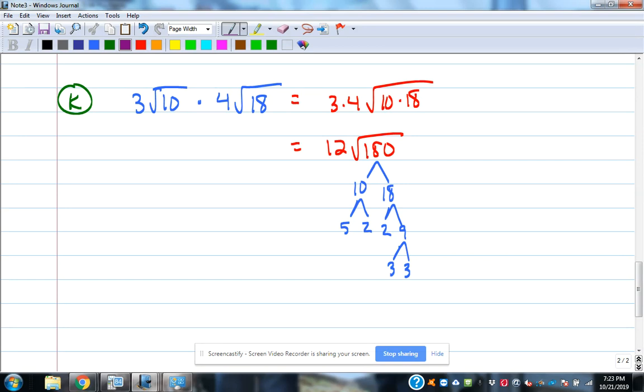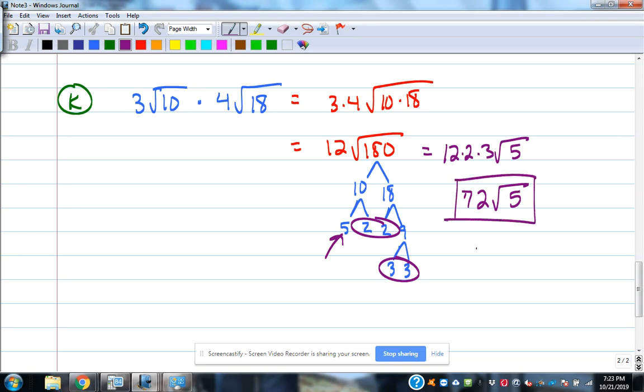So I have a pair of 3's and a pair of 2's. The 5 doesn't have a partner, so it stays on the inside. The 12 that was already there times the 2 times 3. So 24, or 12 times 6, 72, square root of 5. Inside times inside, outside times outside, simplify last. It really is that easy, okay? So those are regular square roots that we're dealing with there.